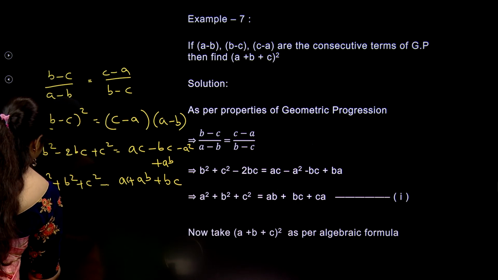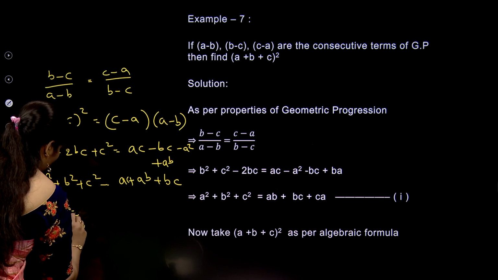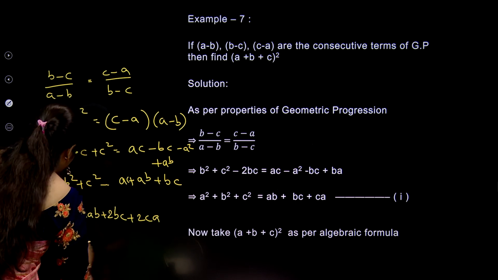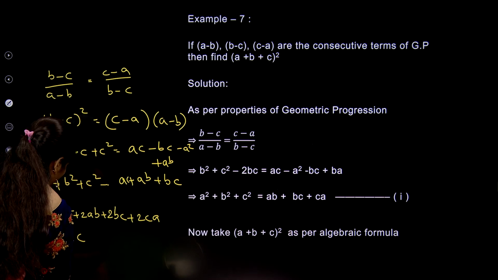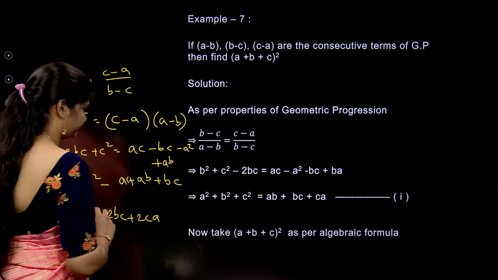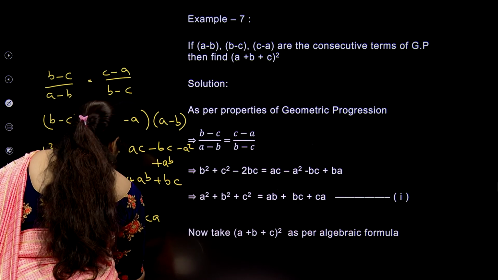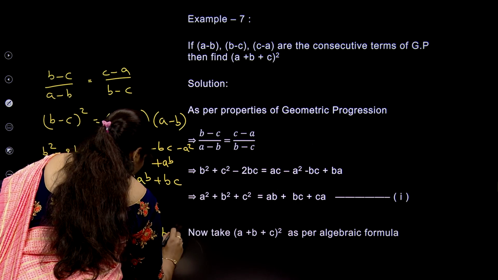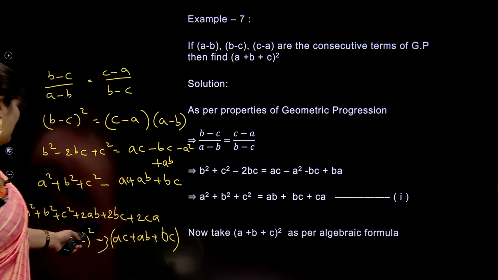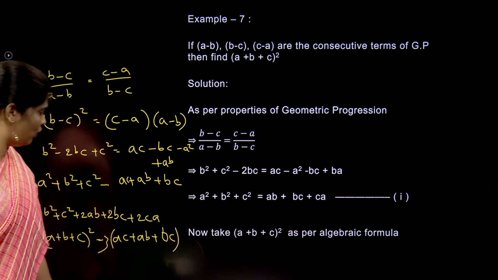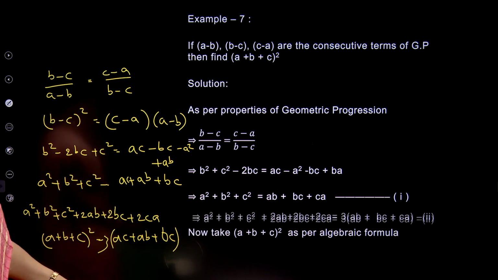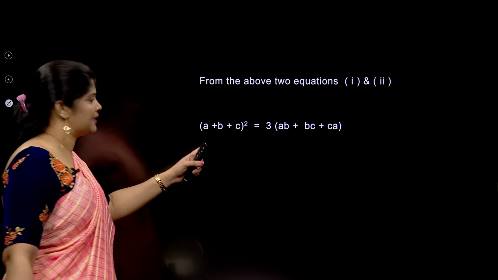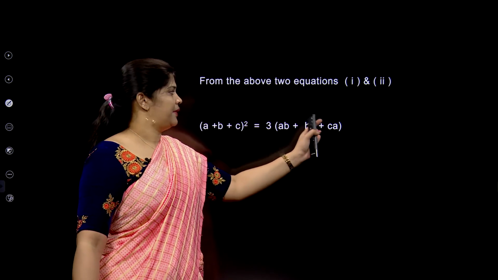Add both sides 2AB, 2BC plus 2CA. This can be written as A plus B plus C whole square equals AC plus AB plus BC. Take 3 common. So A plus B plus C whole square equals 3 into AC plus AB plus BC, that is A plus B plus C whole square equals 3 into AB plus BC plus CA.